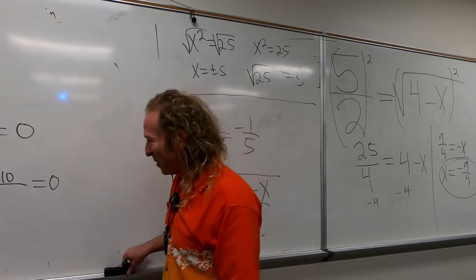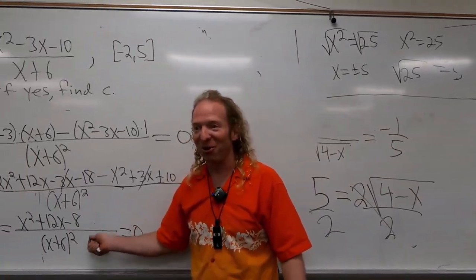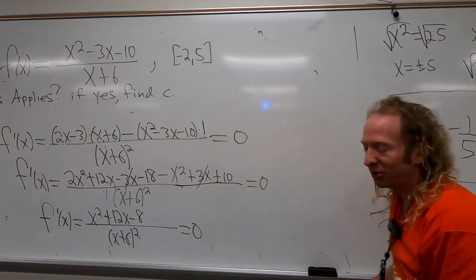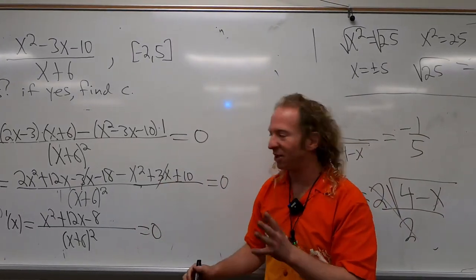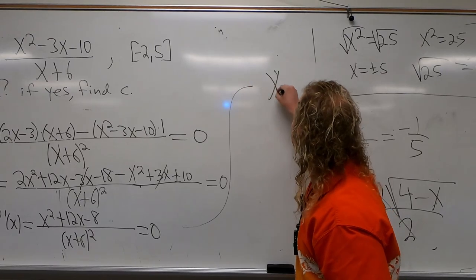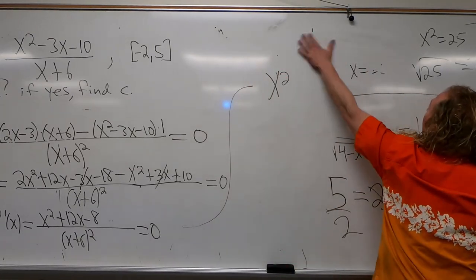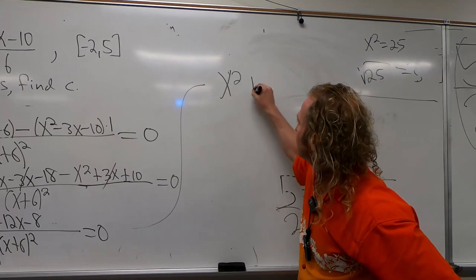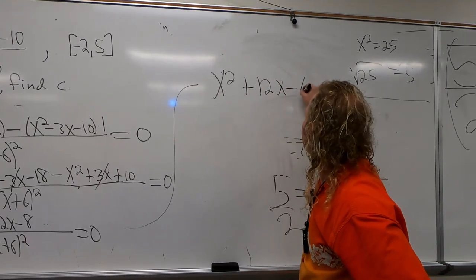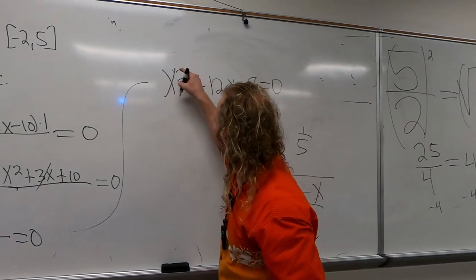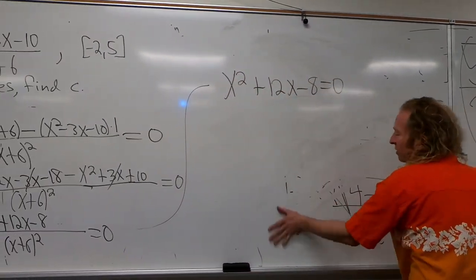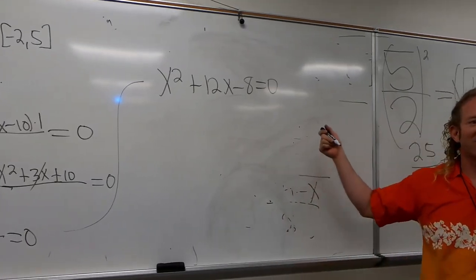Good. Okay, you have a fraction equal to 0. Set the top equal to 0. Very good. So whenever you have a fraction equal to 0, you can automatically set the top piece equal to 0. So you have x squared plus 12x minus 8 equals 0. And this is why when I was doing this for the first time ever in class once, I got scared because I couldn't factor this in my head.